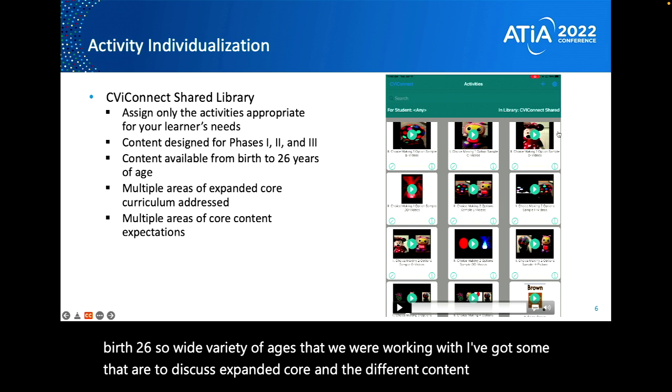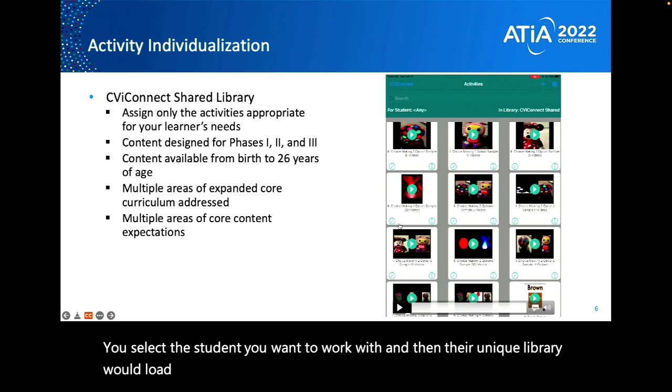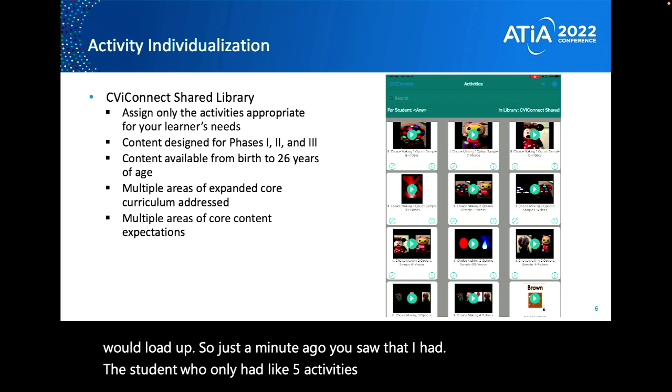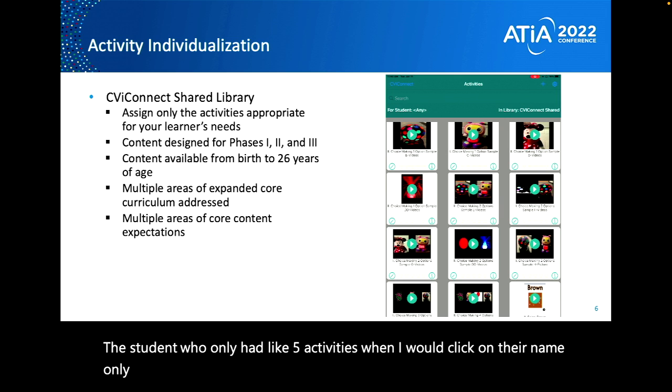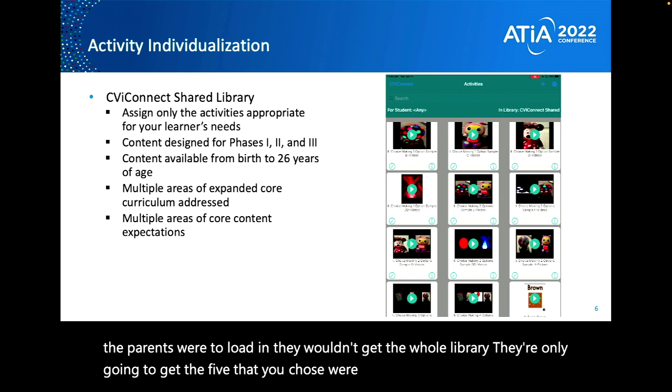You select the student you want to work with, and then their unique library would load up. So just a minute ago, you saw that I had the student who only had like 5 activities. When I would click on their name, only those 5 activities would load instead of the entire library, so that if the parents were to load in, they wouldn't get the whole library. They're only going to get the 5 that you chose were best fit for them to have access to.